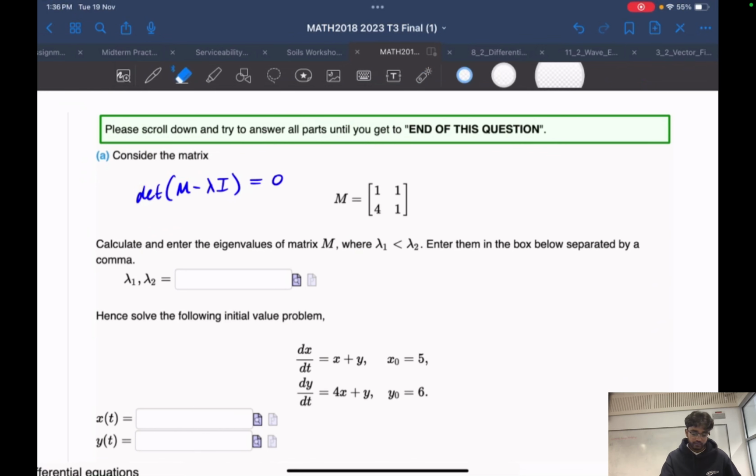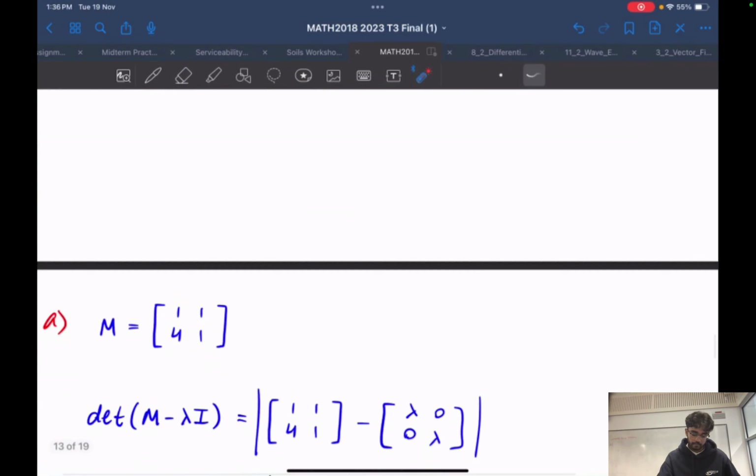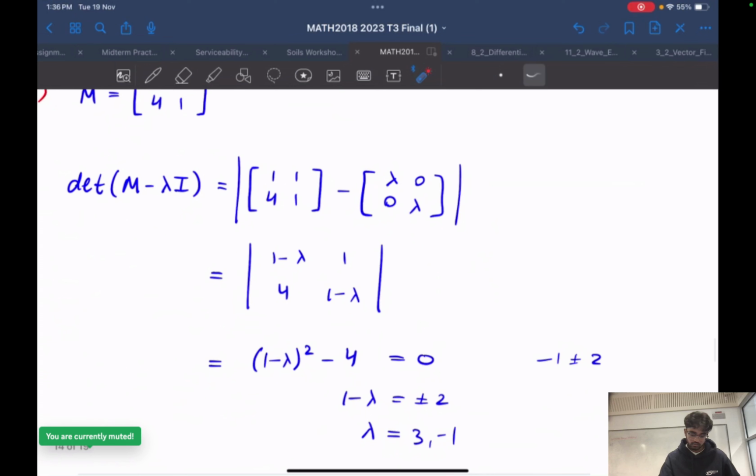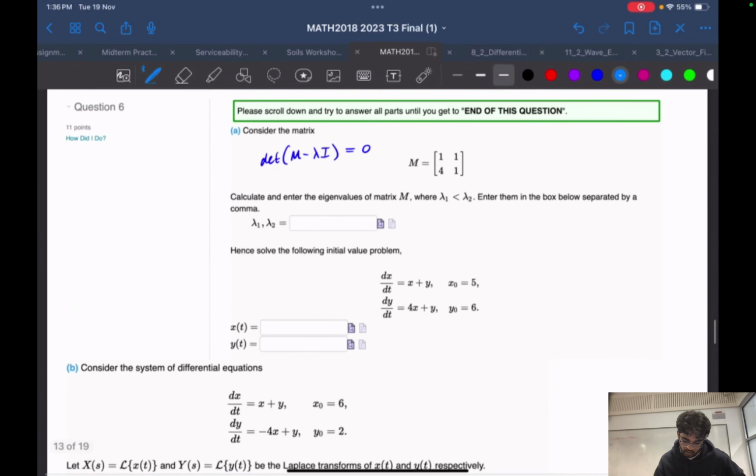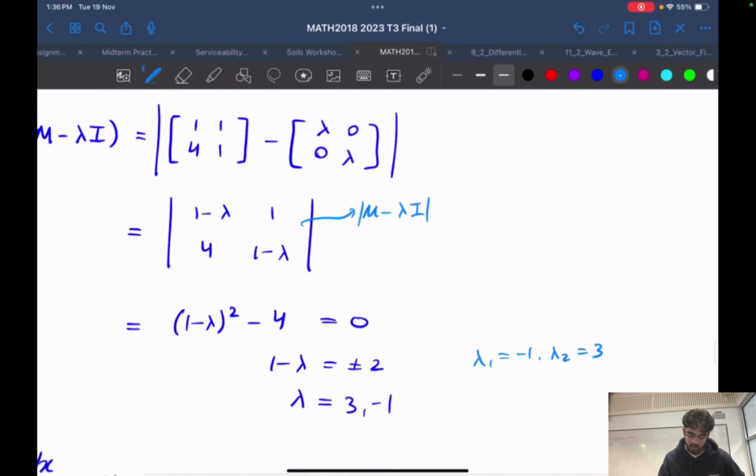Right. So what I've done pretty much, I found the determinant. This over here is M minus lambda I, and now I'm just trying to find the determinant of that. And you get two values. You get lambda equals 3 and minus 1. So you can essentially say that lambda 1 is equal to minus 1 and lambda 2 is equal to 3. Because they said lambda 2 is greater, right? Yeah, lambda 2 is greater. So these are the answers.